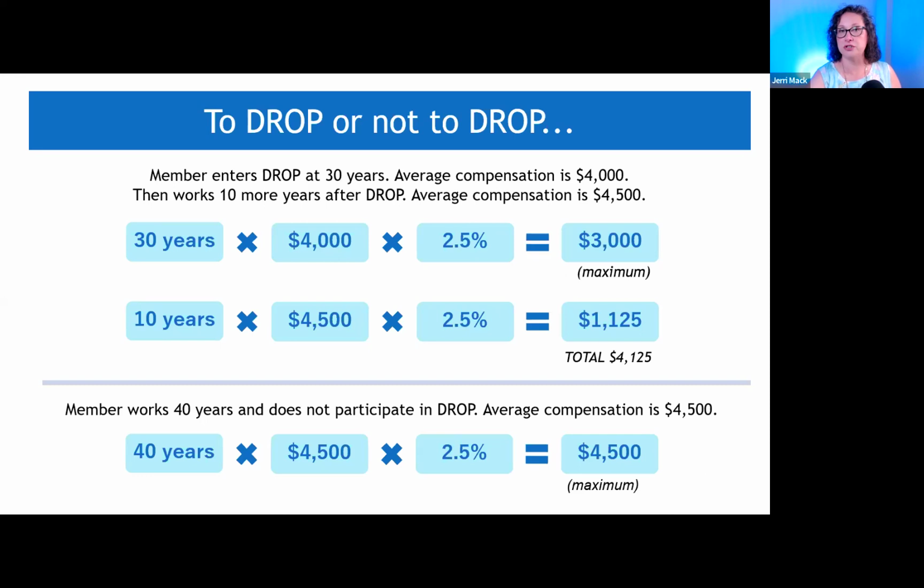They worked 40 years straight through, did not have a DROP account. Now their benefit every month is as if they were still working: $4,500 per month for this person, not $4,125. So they would want to do the math with a financial advisor or a trusted professional.